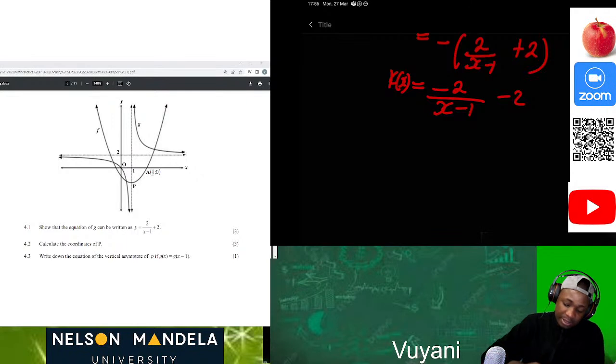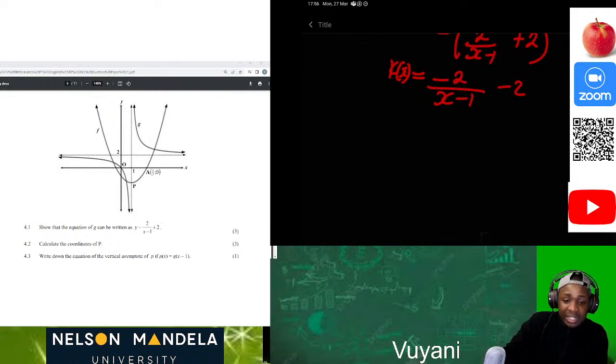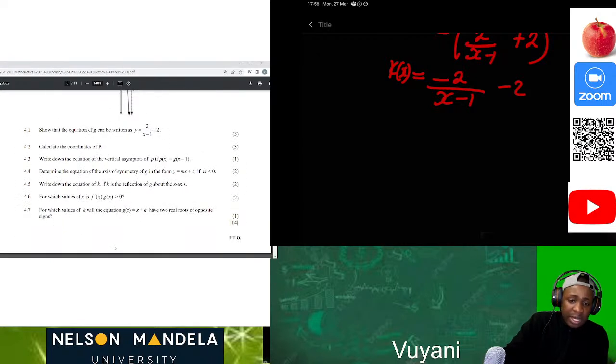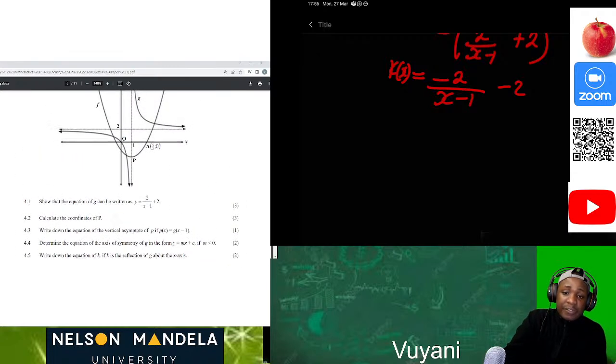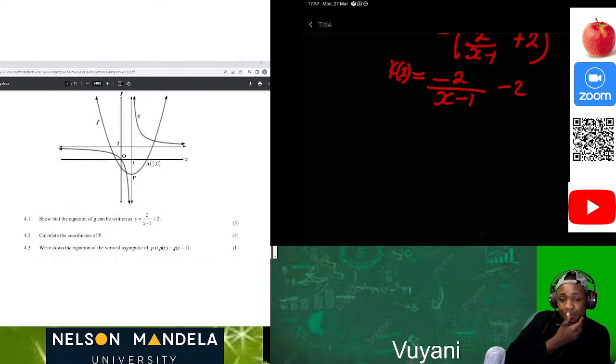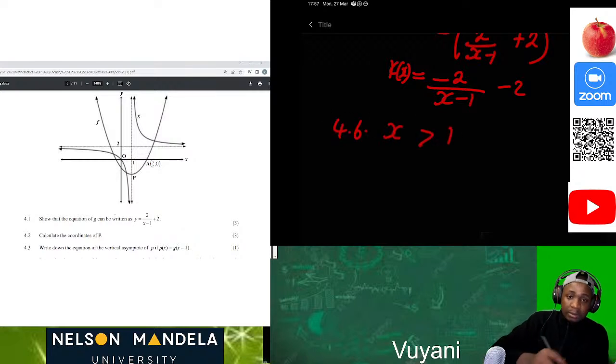Sorry, guys, it was just a technical glitch, but we are proceeding now. So, how can we determine where these two? This is easy, guys, because we know that f prime of x is the gradient of the function, and g of x is just the function of g of x. So, where are they both positive? So, we can see that when it's 4.6, when x is greater than 1, both functions are positive.